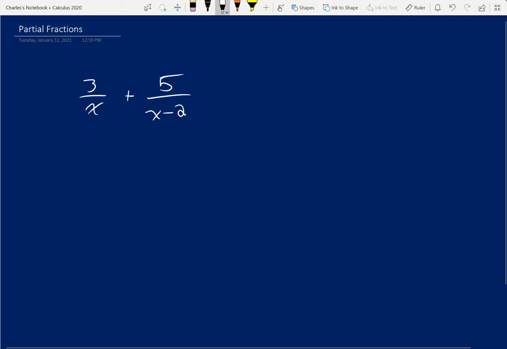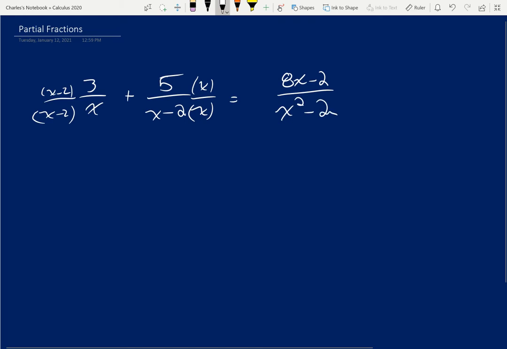And how would you do this? You would multiply this side by x minus 2, and this side by x, and when you did all the things that you needed to do, you would end up getting (8x minus 2) divided by (x squared minus 2x). And why is that important?